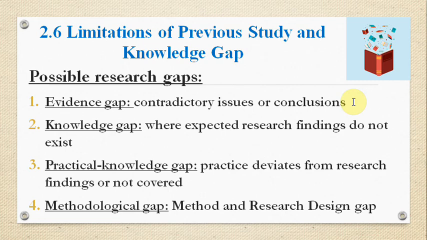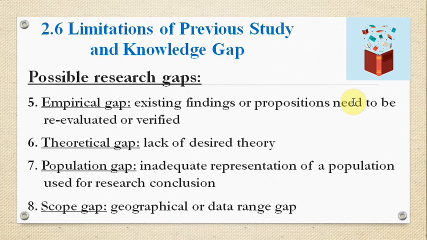Then there is theory, methodology gap. People are using a particular method to do that research. You are introducing a new method, a combination of two different methods that have been used in the past, and that becomes the method gap. The fifth one is empirical gap. Empirical gap is where the existing findings or positions of researchers need to be re-evaluated.